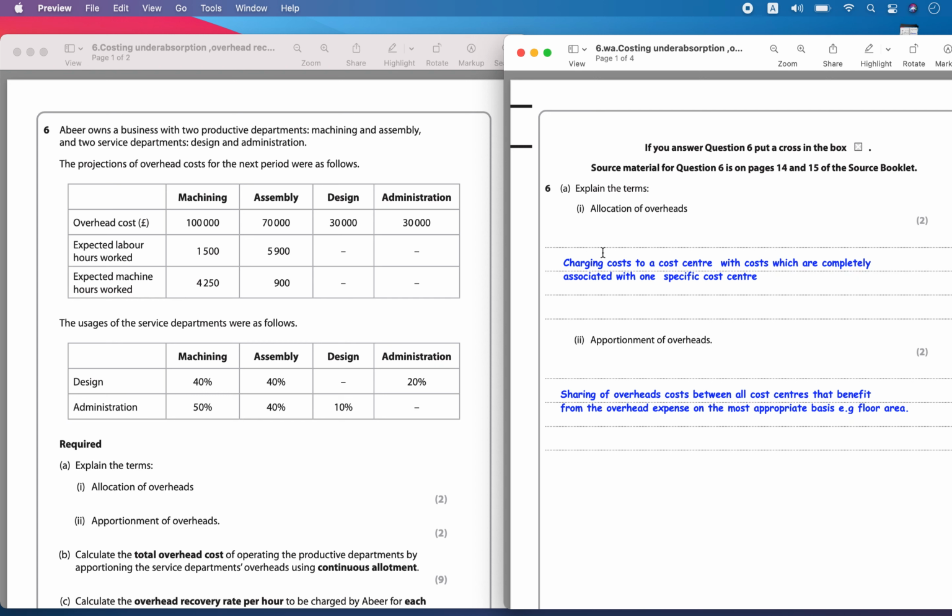Hello, today we are going to solve May 2024 paper question number 6.